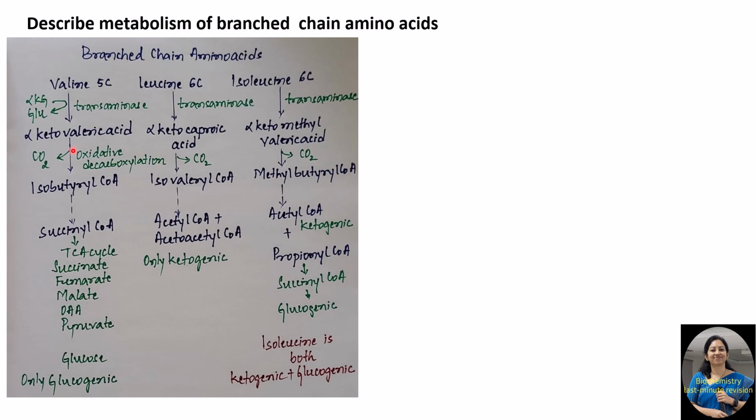Valine gets converted to alpha ketovaleric acid. Now leucine gets converted to alpha ketocaproic acid. Isoleucine gets converted to alpha keto methyl valeric acid. There is no other go, you have to just memorize these substrates.